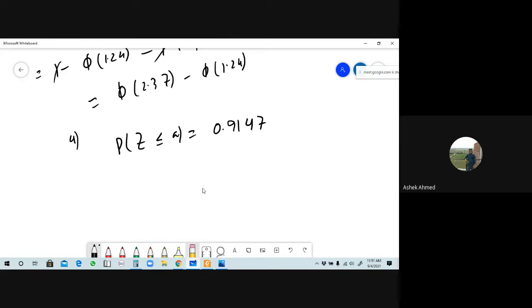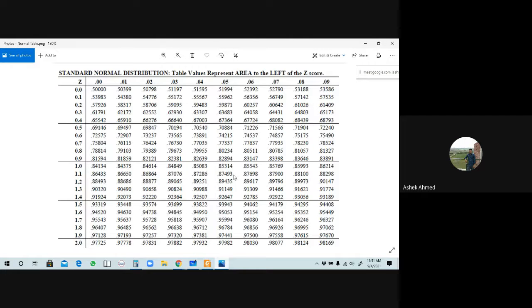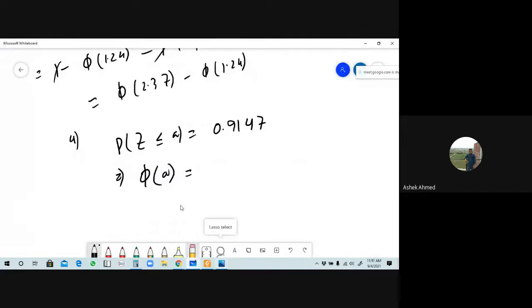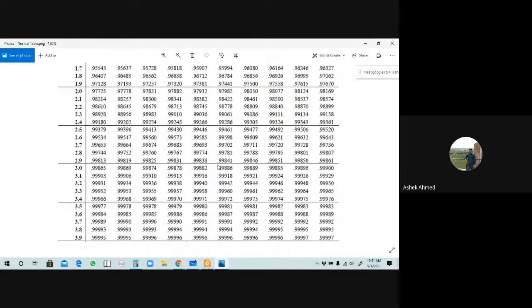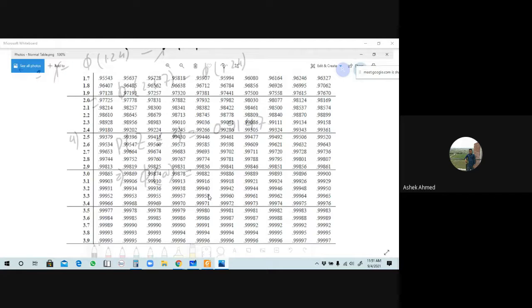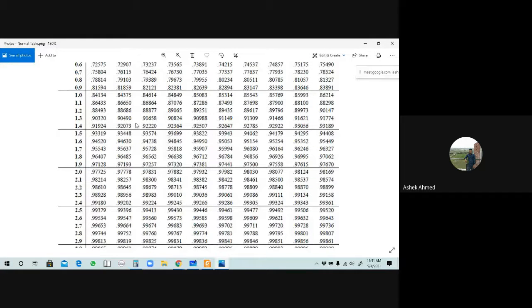From here, the left side is phi of a, directly. Now you have to find the corresponding value of z for 0.9174 from your table. So now we just look in reverse. Earlier we had z and found the cumulative value from it; now the cumulative value is given, and from there we have to find the z value. The value here is 0.9174.